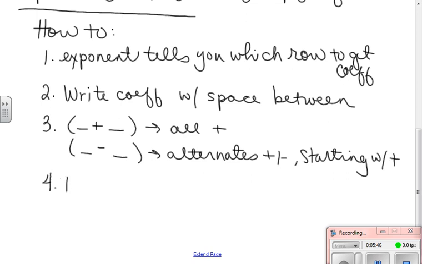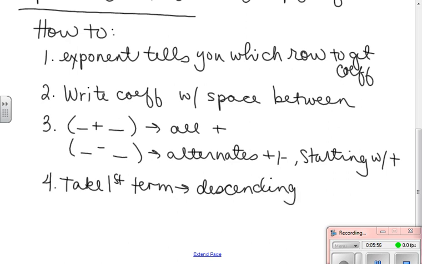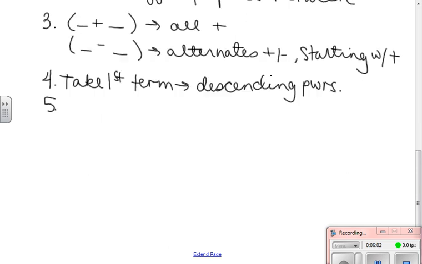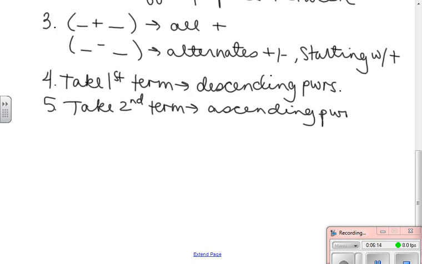Step 4, take the first term and do it in descending powers. Then take the second term and do ascending powers. And remember, you always start with 0 and you start with the exponent to go down.